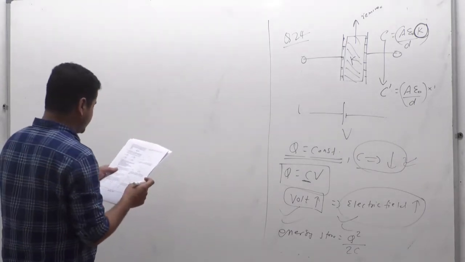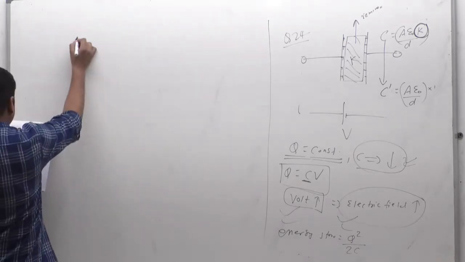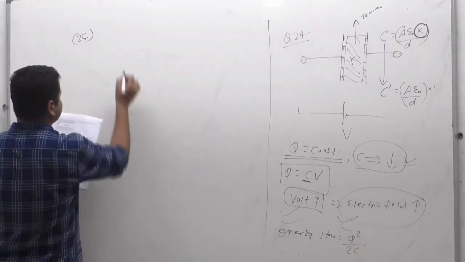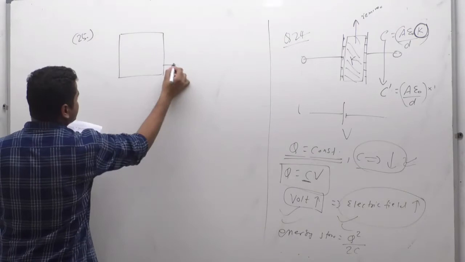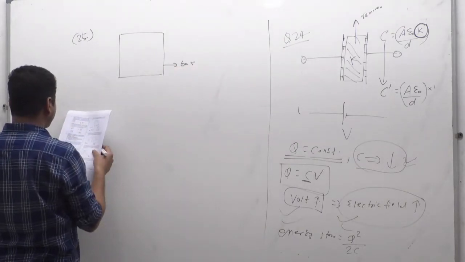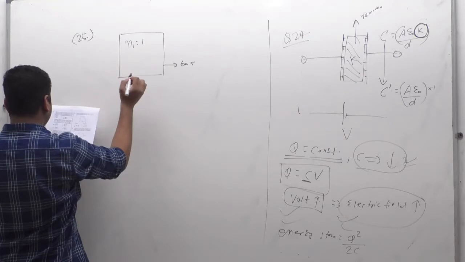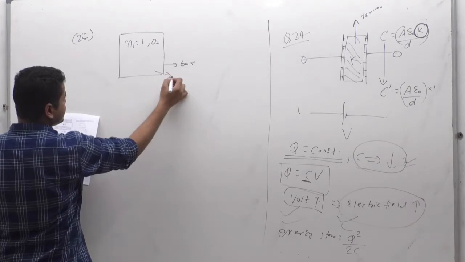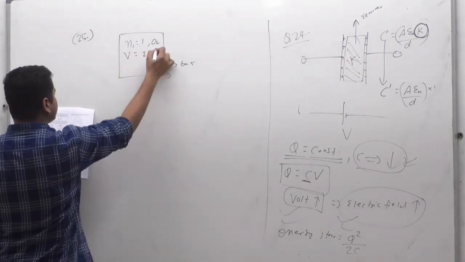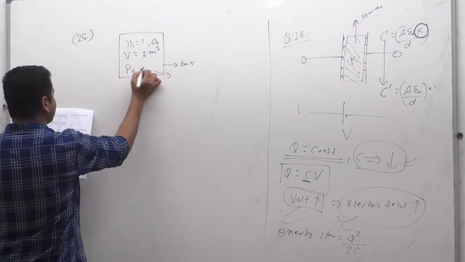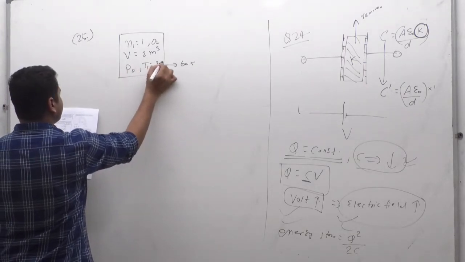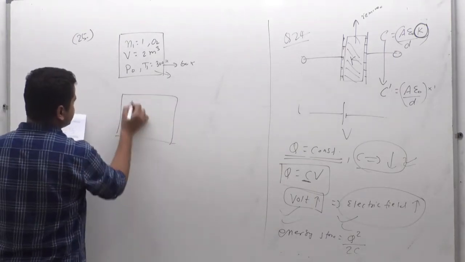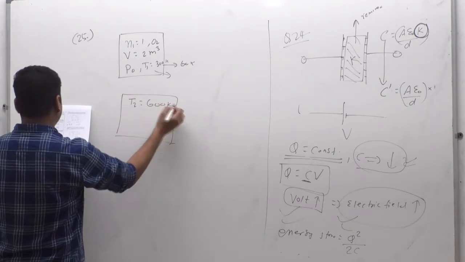So in this particular question, question number 25, what they have given: 1 mole of oxygen gas. Suppose this is the container, this is the box. N1 equals 1 mole of O2, oxygen molecule, contained in a box of volume 2 meter cube. Pressure is P0, temperature is 300 Kelvin. The gas is now heated to 600 Kelvin. Now this is changed. Temperature becomes 600 Kelvin.